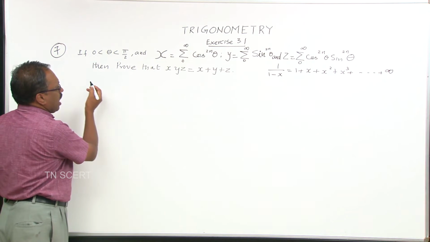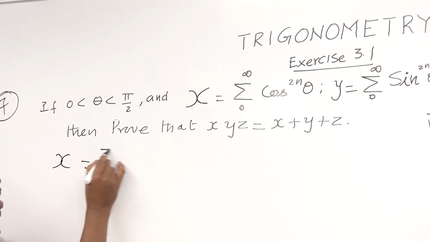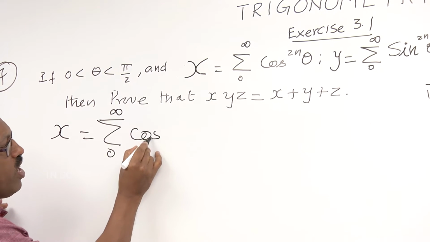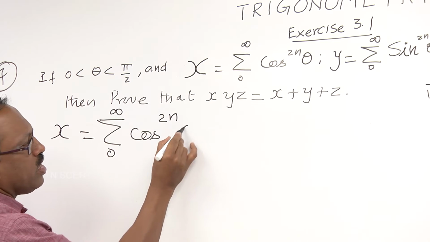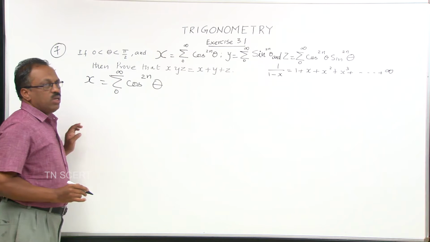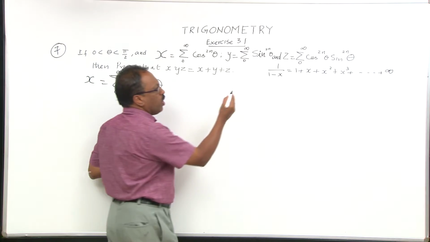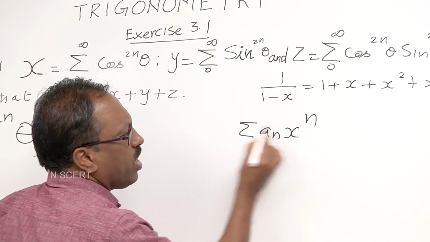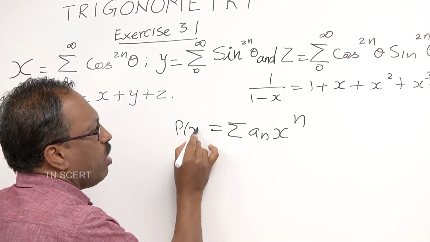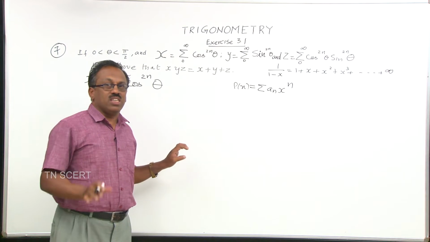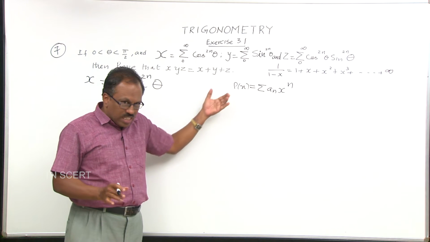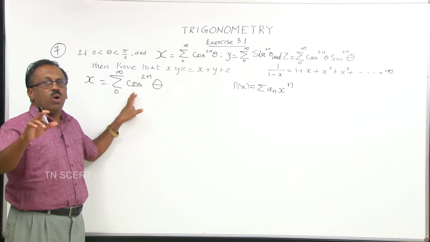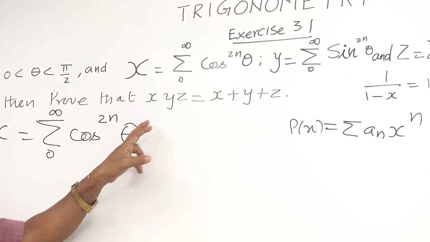Let's see. x is equal to summation from 0 to infinity of cos power 2n theta. This is the polynomial. You know what a polynomial is? A polynomial is nothing but the summation of a_n x power n equal to p of x. That you have learnt in 6th or 7th. But we are going to see the same thing in a trigonometrical approach in terms of cos and sin, here cos power 2n theta.